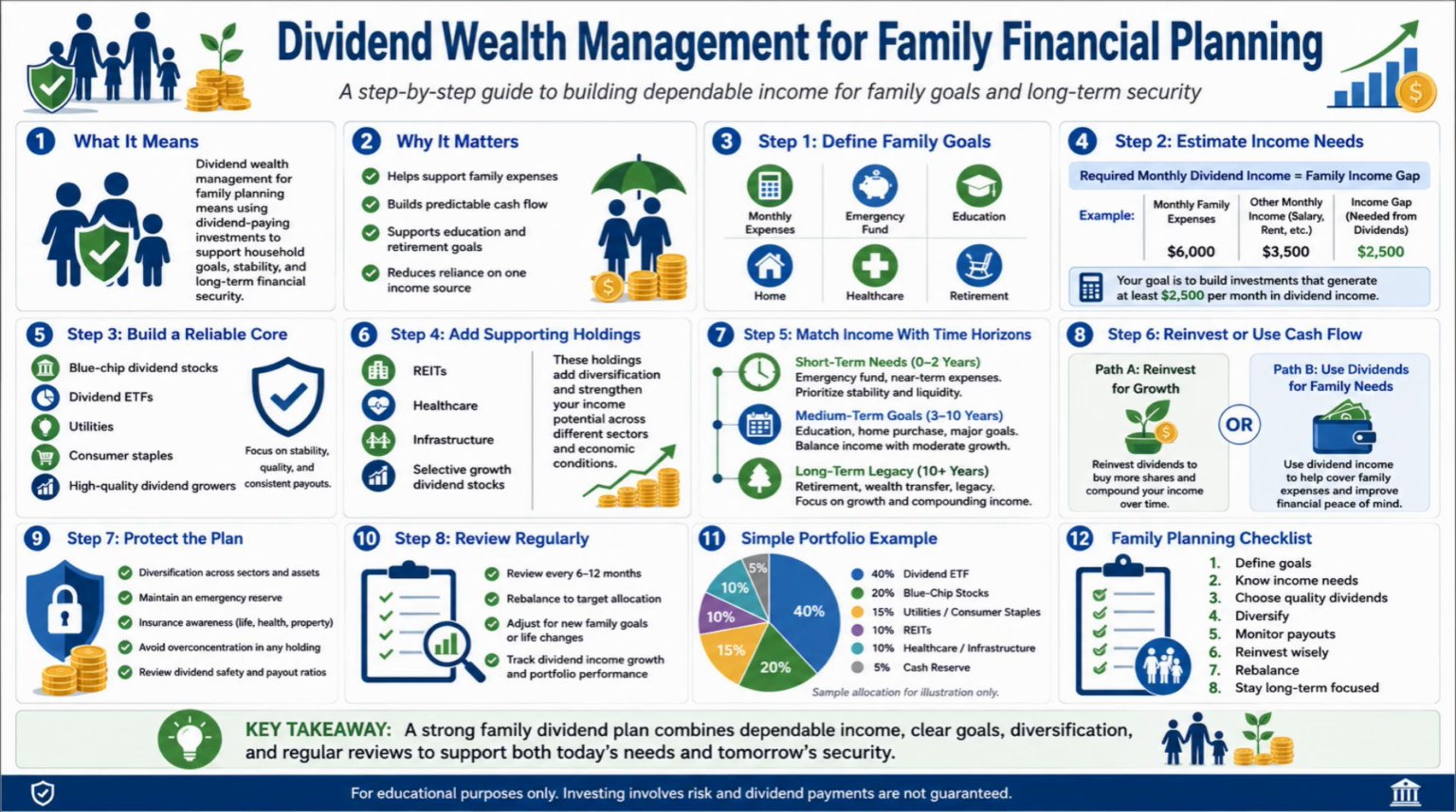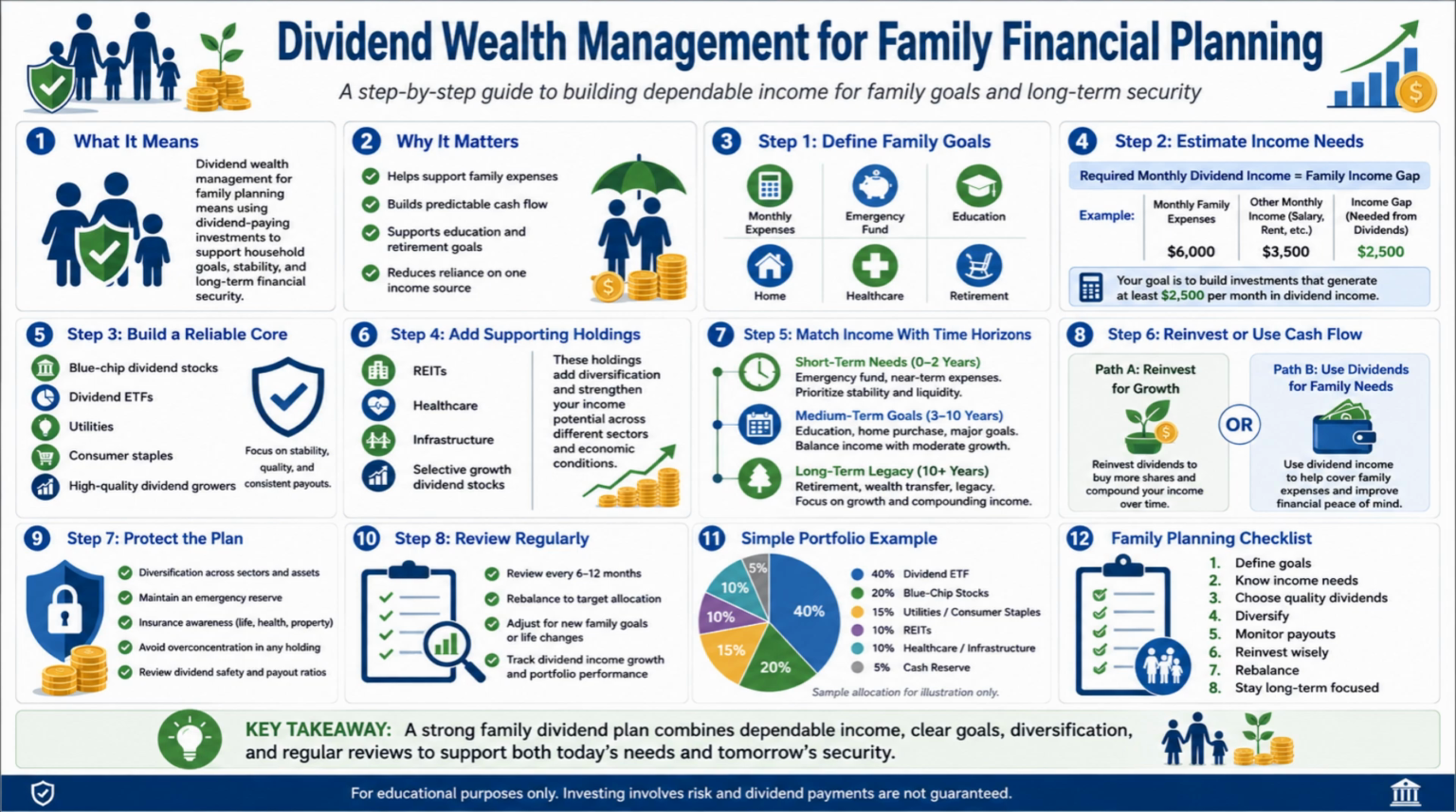After that, the second step is to estimate income needs. A simple way to do this is to calculate the monthly family expense gap. For instance, if a family spends $6,000 per month and already receives $3,500 from salary or other sources, then the income gap is $2,500. Therefore, the dividend portfolio goal would be to gradually build investments capable of generating at least $2,500 per month in dividend income.